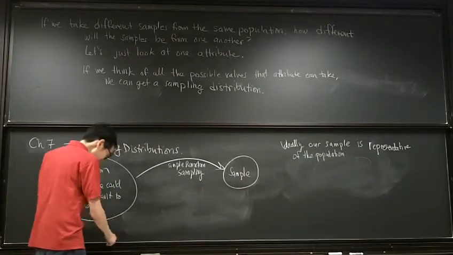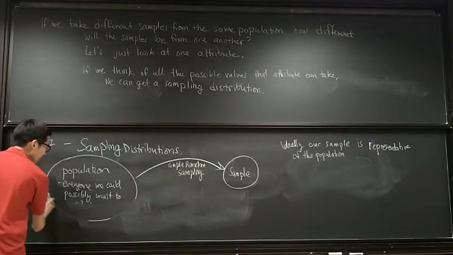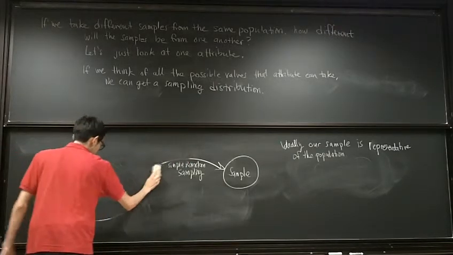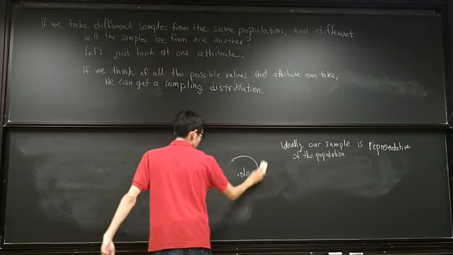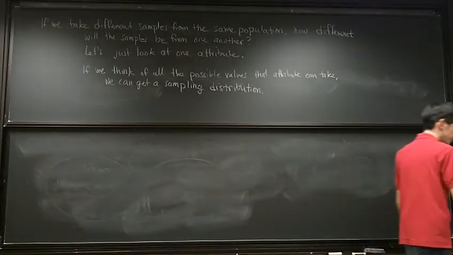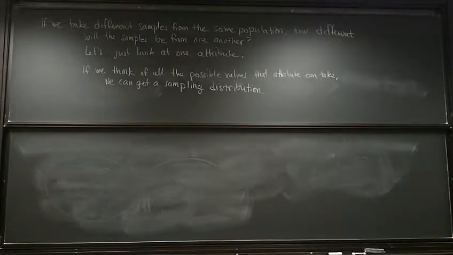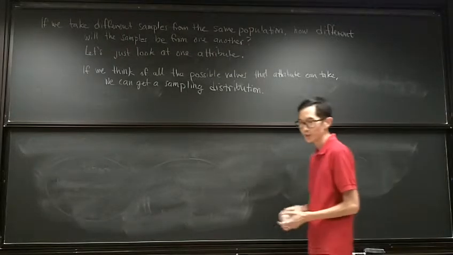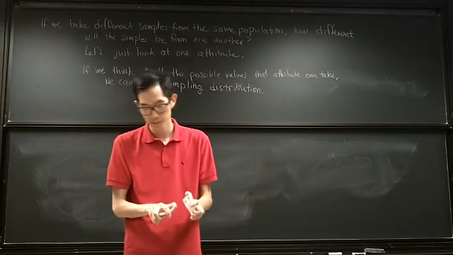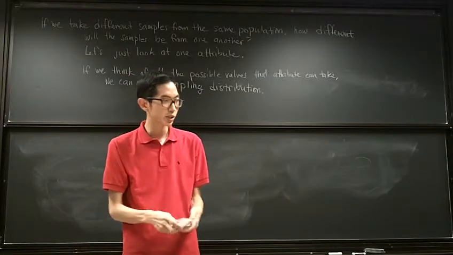This is a tough concept, so I'm going to try illustrating it with a deck of cards. Here is a deck of cards. I hope you are familiar with a deck of cards. There are 52 cards. Half are red and half are black, so 26 red, 26 black.